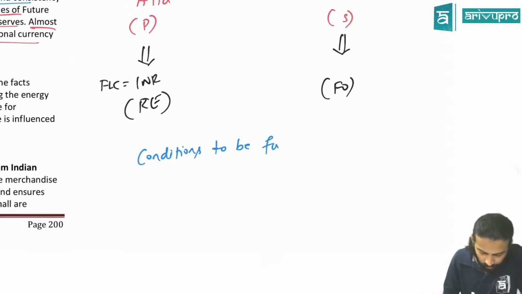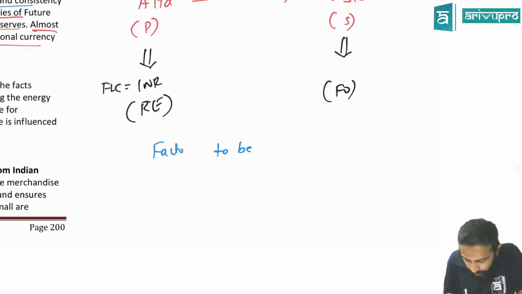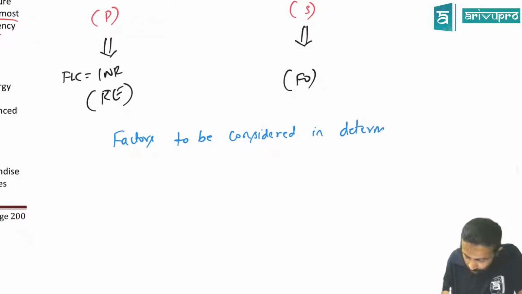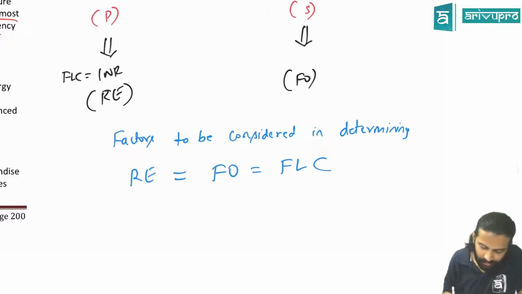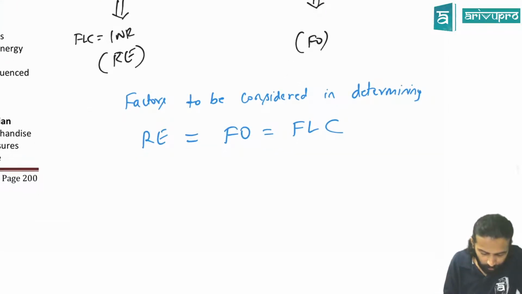Conditions, and I will take it as factors only. Factors to be considered in determining reporting entity, foreign entity, functional currency. Whether both the entities have the same functional currency or not. To determine that, there are certain factors. That is what I'm going to give you one by one now.